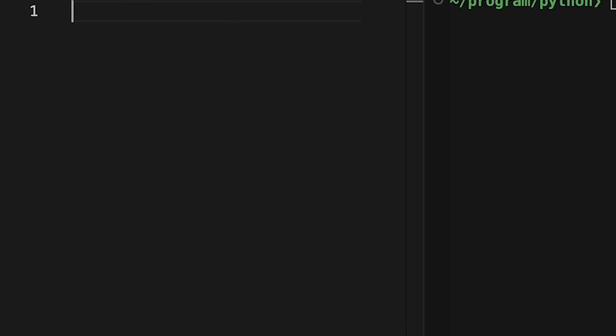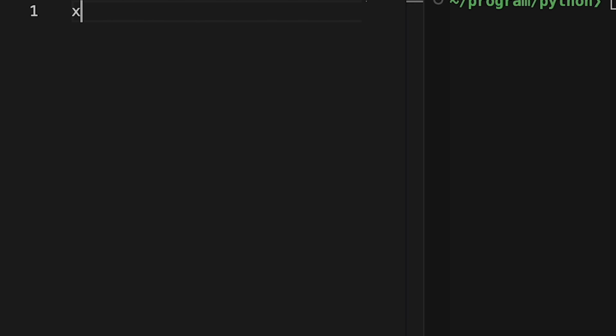So the integer data type is used in Python programs to represent whole numbers. Integers are numbers without a fractional part and can include both positive and negative whole numbers. The integer data type is extremely useful for numerical calculations and operations. So let's define the integer data type.